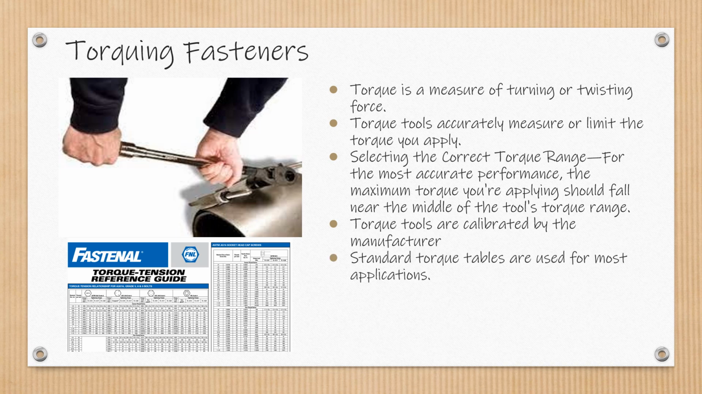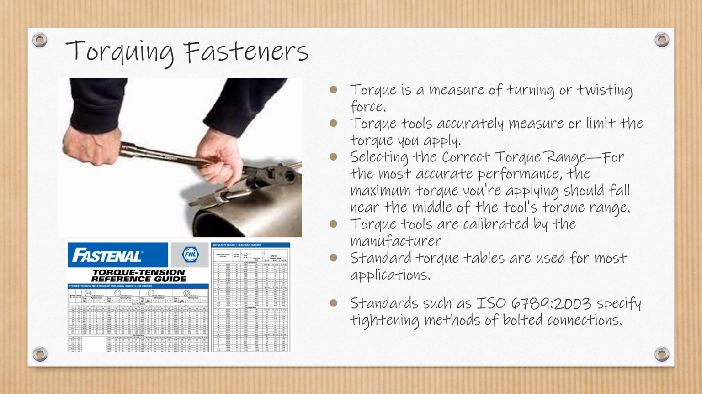Standard torque tables, like the ones shown here, are used for most applications. Standards, such as ISO 6789-2003, specify the requirements for and describe the test methods and marking of hand torque tools used for controlled tightening of bolts and connections. It applies in particular to indicating and setting torque wrenches.